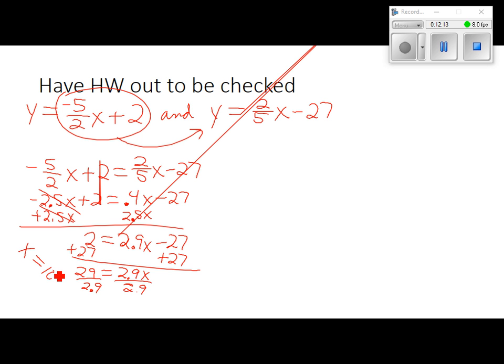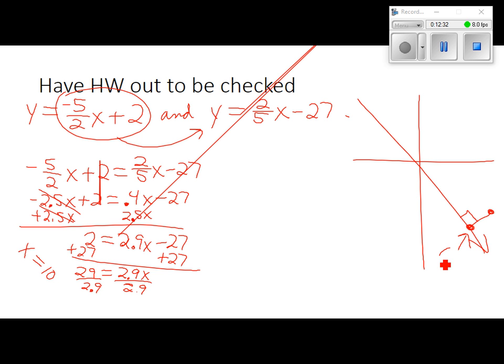Now remember, I erased my graph over here, but what we were looking for, we had this line that went down through here, and we had some point right here. We're looking for the coordinates of that point right there. That's what we're trying to find. Well, we just found half of it. What's the x coordinate right there? 10. So the x coordinate's 10.